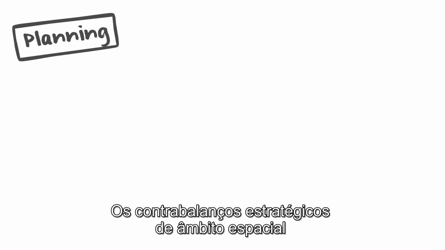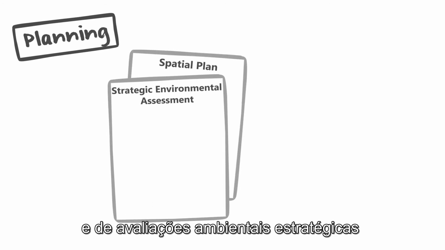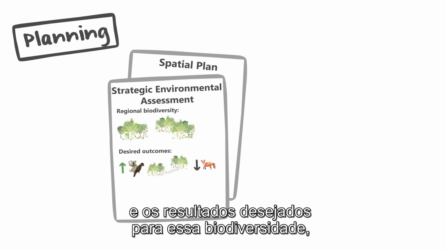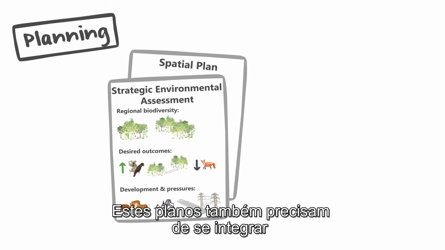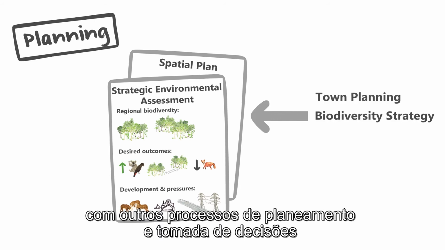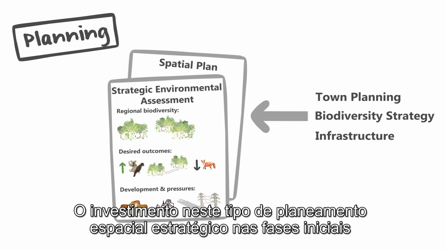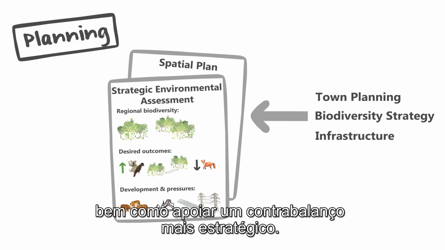Spatially strategic offsets rely on sound spatial planning and strategic environmental assessments that consider a region's biodiversity and the desired outcomes for that biodiversity in the light of potential development and other pressures. These plans also need to integrate with other planning and decision-making processes that affect land use. Investment in this kind of strategic spatial planning at early stages can help guide avoidance of biodiversity impacts, as well as support more strategic offsetting.